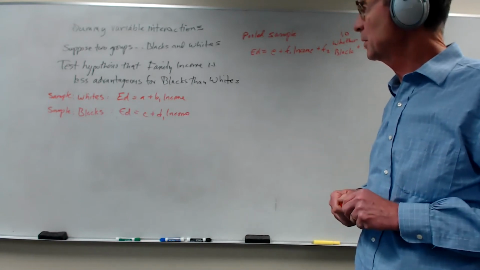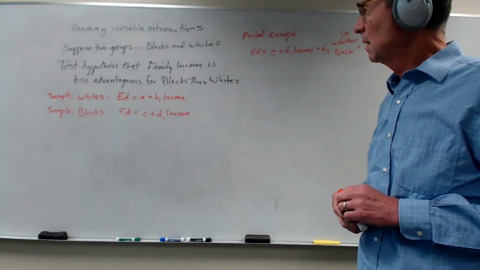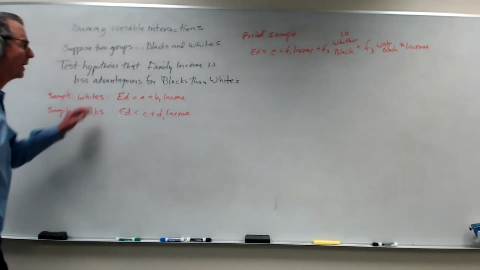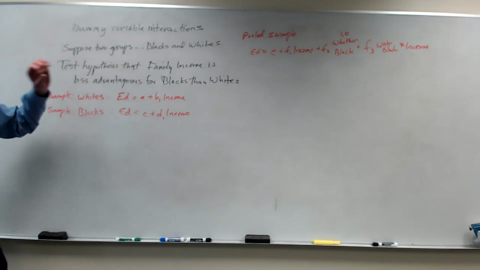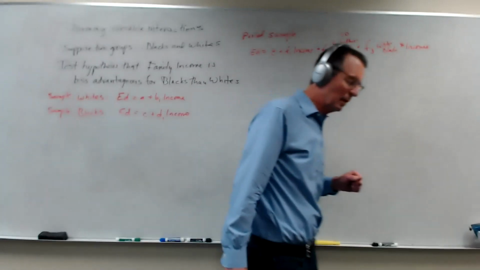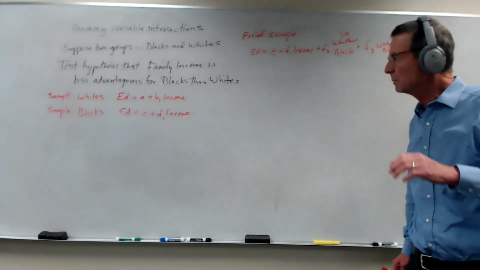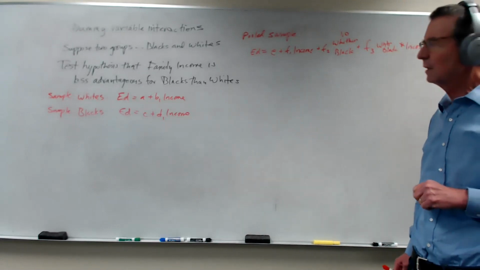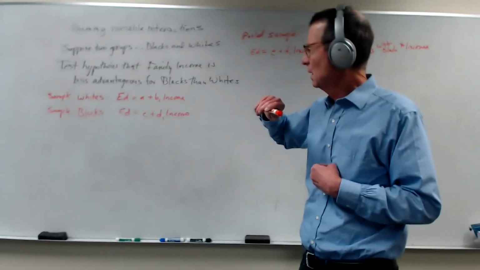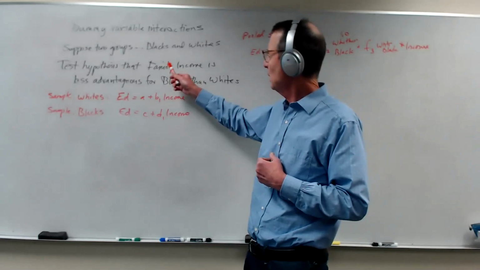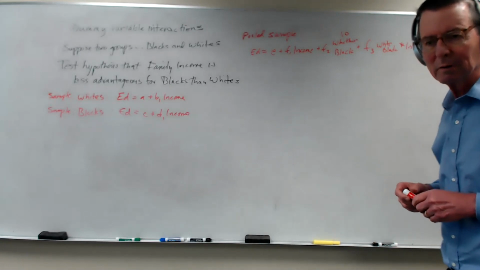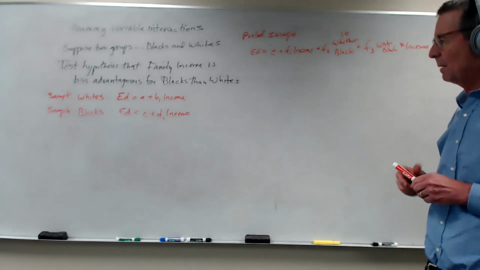We're talking about dummy variable interactions. Suppose we've got two groups, blacks and whites. Let's go back to the example of kids, and we're interested in the relationship between family income and completed schooling of those kids. So let's say we just have two groups, blacks and whites, in the sample, and we suspect that family income is less advantageous for blacks than it is for whites. Okay, so what does that mean?